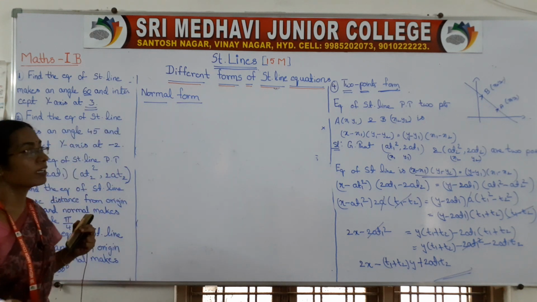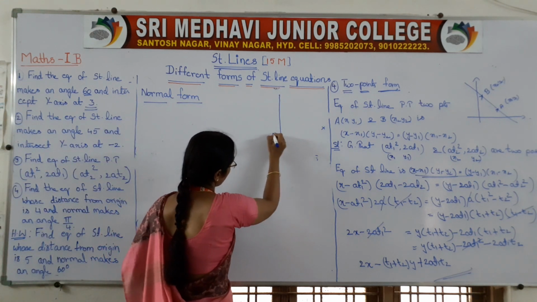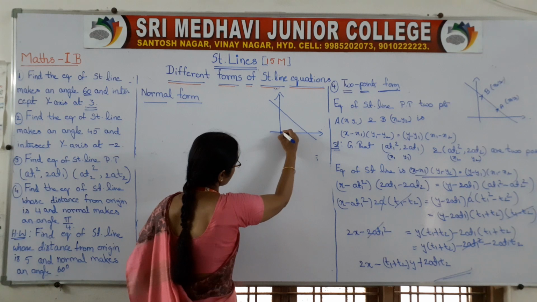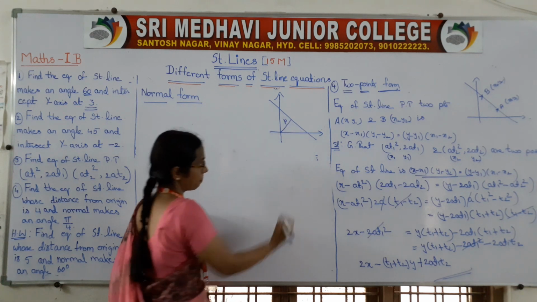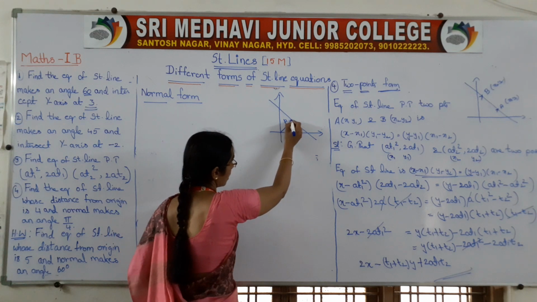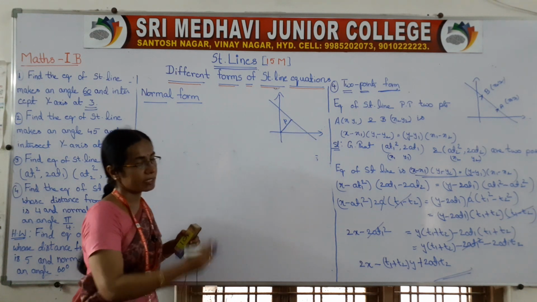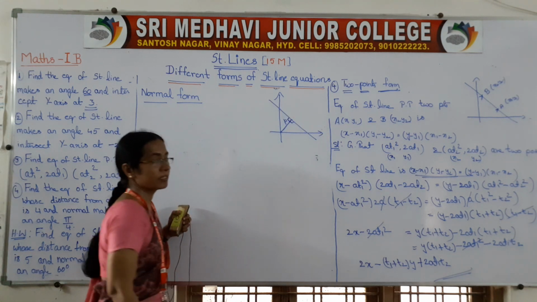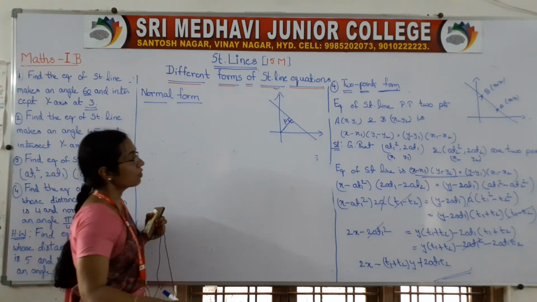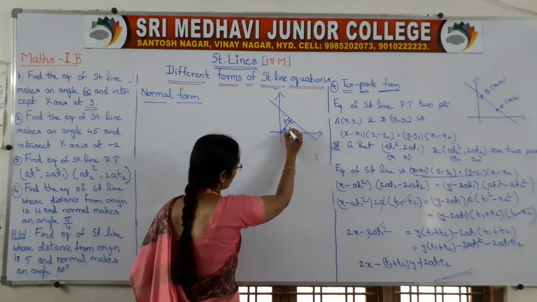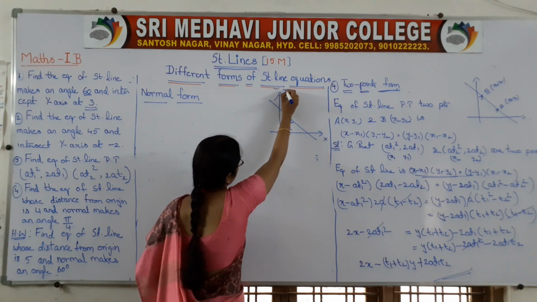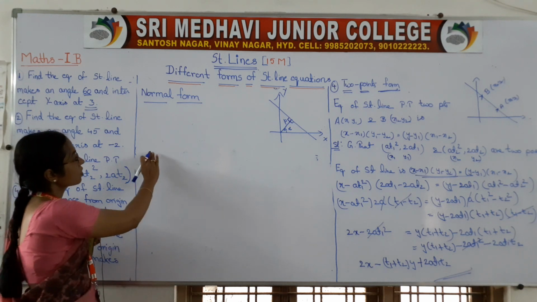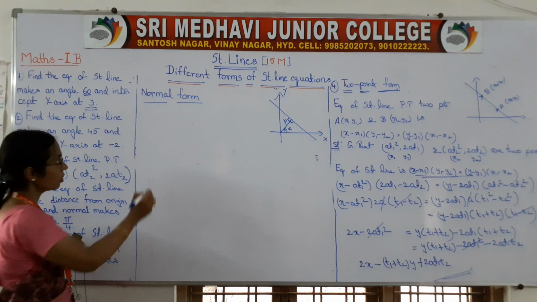So when we have to take normal form, all of you observe carefully. Suppose this is your line. From the origin, this line's distance is P, and this is called the normal ray. The line is perpendicular to this line. That's why it is called normal line. If the normal line makes an angle alpha with the x-axis, such type of line equation is x cos alpha plus y sin alpha is equal to P.